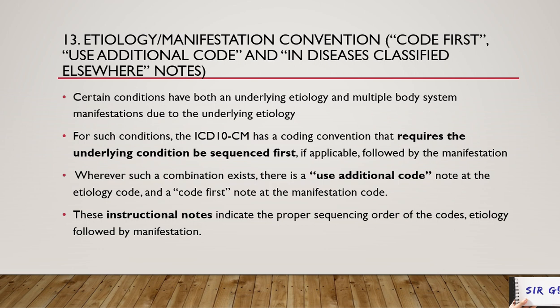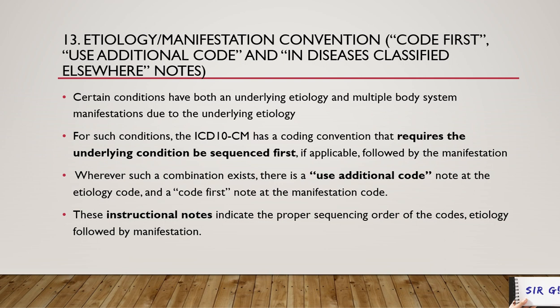So guys, when you see conditions that have an etiology, you always need to code the etiology if the instructional notes tell you to. So it requires two codes. Most of the time, if you see an instructional note that says code first, you need to code that first. And if you have an instructional note to use an additional code, you are required to use that additional code.